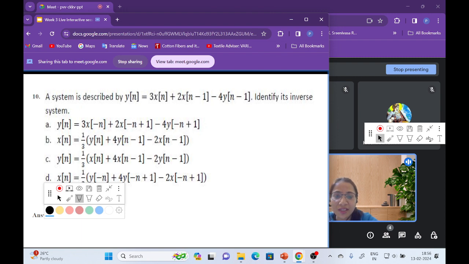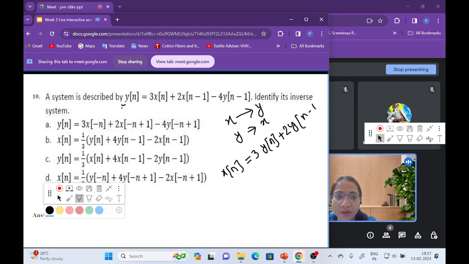So the first one is change x to y and y to x. So it will be represented by x of n is equal to 3y of n plus 2y of n minus 1 minus 4x of n minus 1. Then find out the output.